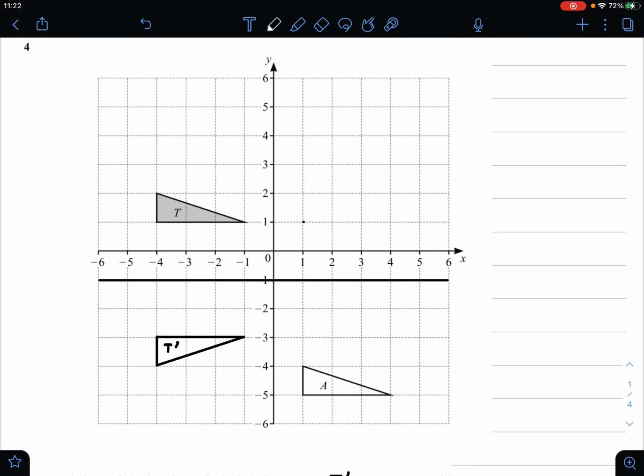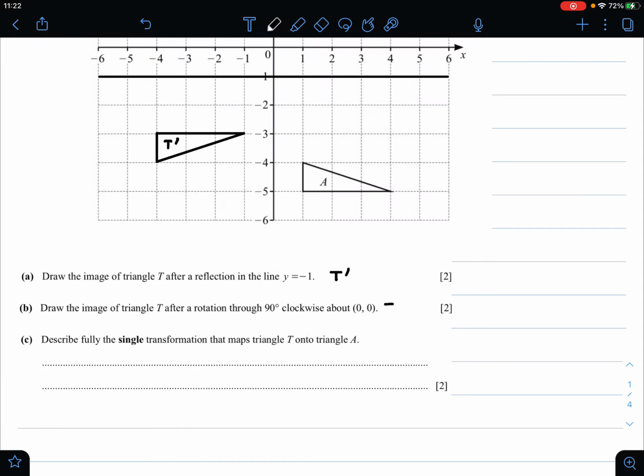So your triangle after 90 degrees rotation would be over here at 1, 1 to 1, 4 with a height of 1 unit, and this would look like your triangle, and you can label this as T part 2, and over here you can just write T part 2.